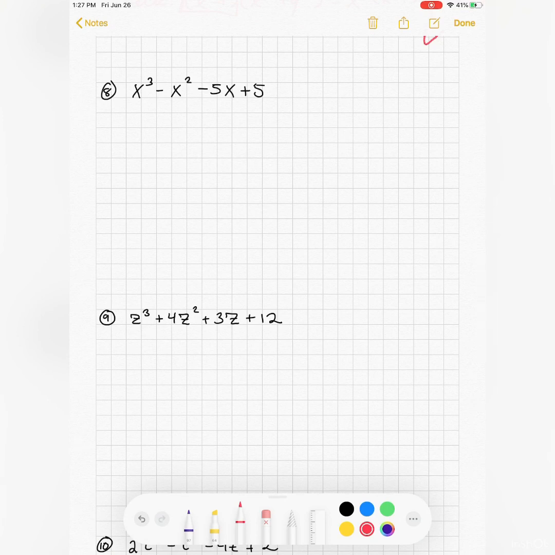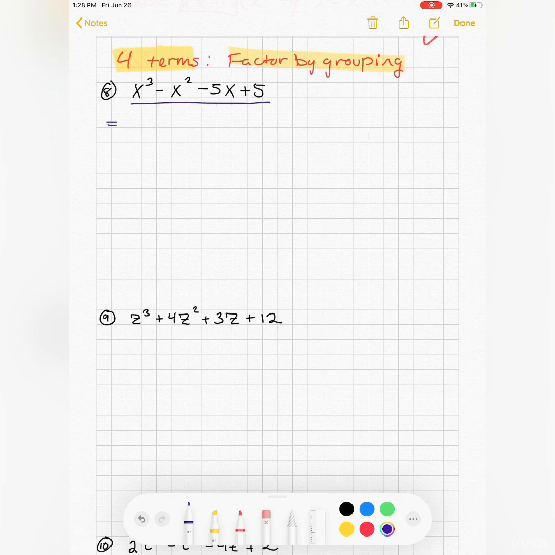Okay, so these guys are a little bit different. With these ones where I have 4 terms, typically we use a process called factoring by grouping. So when I see 4 terms, I think I may want to use factoring by grouping, because if I look at the whole expression, there's actually not a GCF that I can factor out of that whole thing. So then I think instead, well, what if I try grouping?